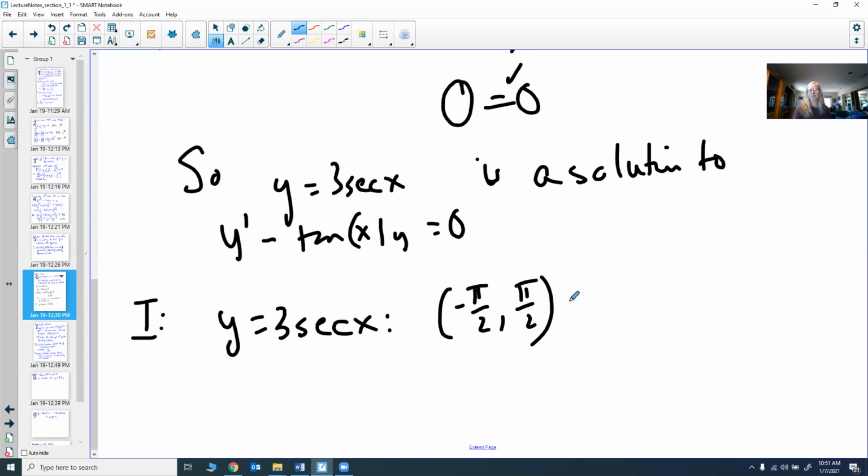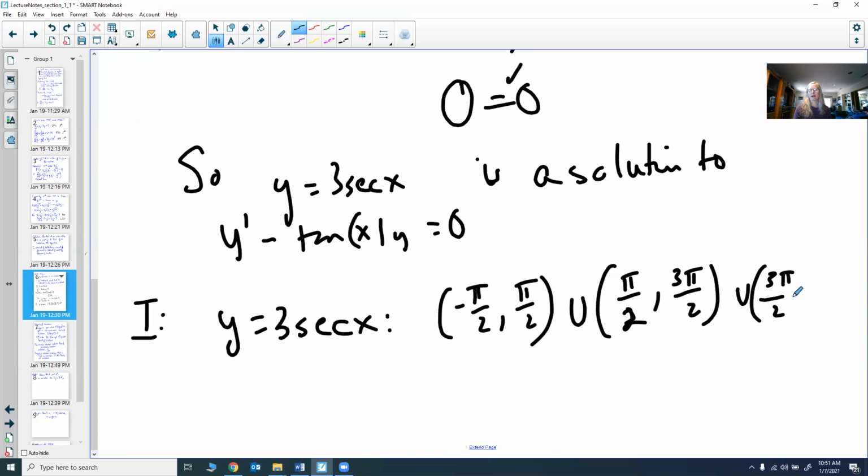That's not the only place. You can also have pi halves to 3 pi halves, and you could have 3 pi halves to 5 pi halves, and so forth. I didn't go the other direction, but you can go the other way also. This isn't actually I. This is the domain of this function. But I is just one of these. I isn't over all of these things. It's not the same as the domain. It's actually just one of these areas, so you'd pick one of these.